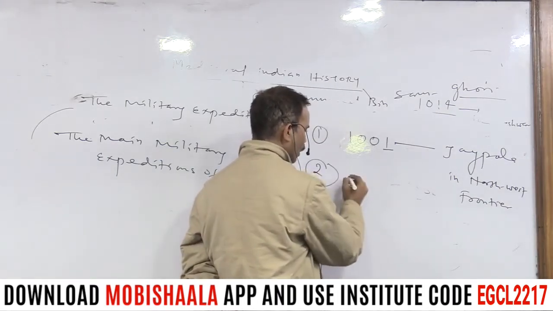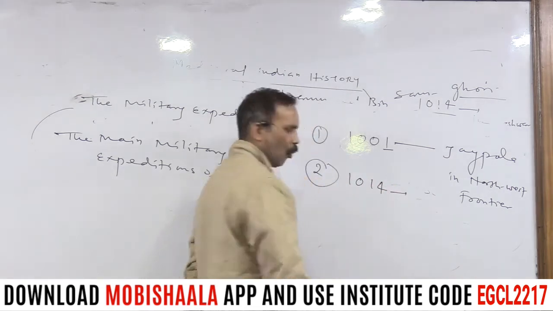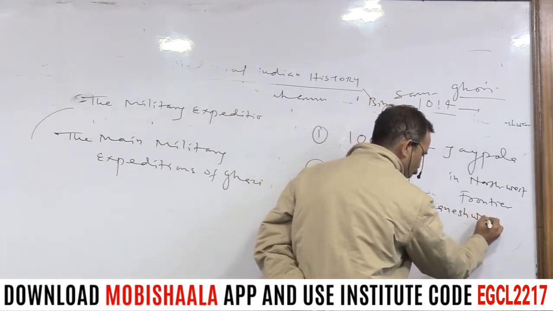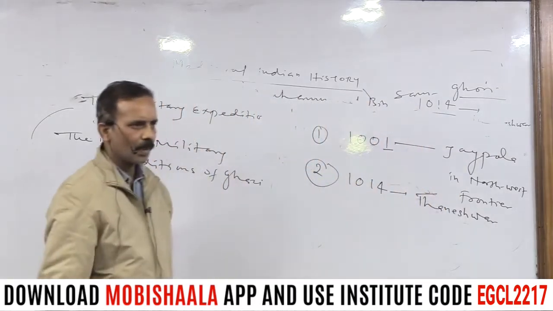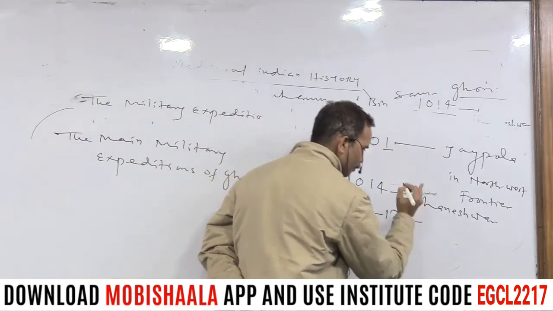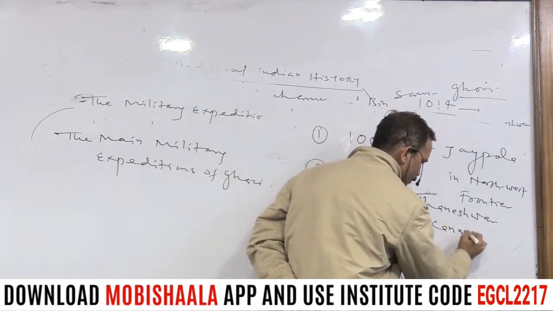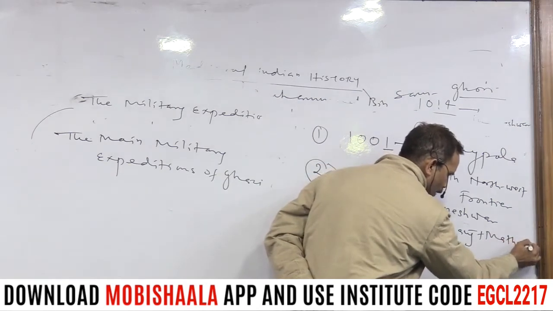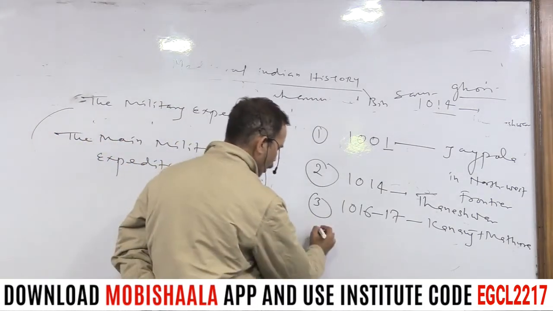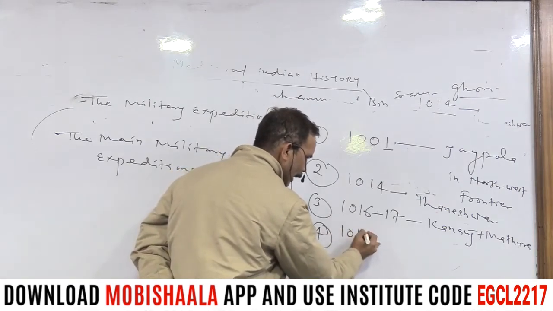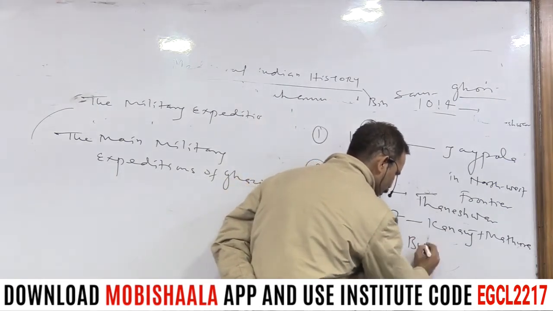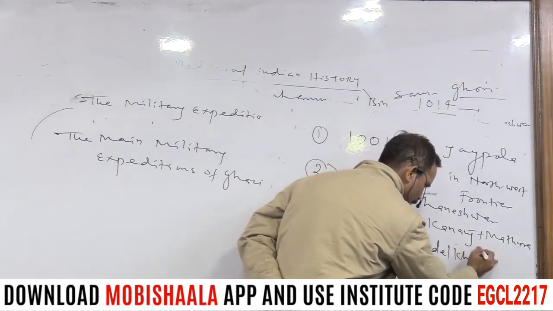Number two, 1014, in Thaneshwar. Next, 1016 and 1017, in Kannauj plus Mathura. Number 4, 1018 and 19, Bundelkhand.